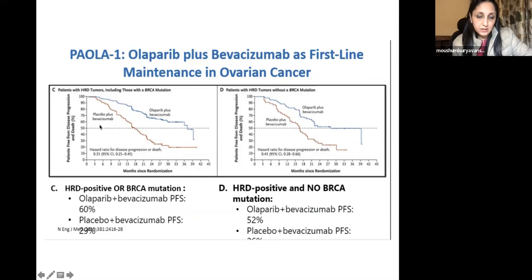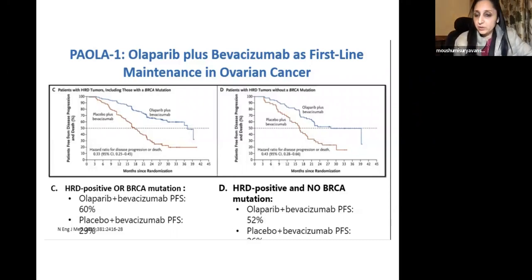of ovarian cancer. And here you can see that this is placebo plus bevacizumab, and this is olaparib plus bevacizumab in patients who are HRD positive, and there is a clear-cut survival benefit. And these patients are the ones who also had BRCA1 mutations. And on the right-hand side, there is another graph where again the HRD score is positive, but these patients did not have BRCA mutations, but still there is a clear-cut benefit of offering olaparib and bevacizumab as a first-line therapy in these patients.